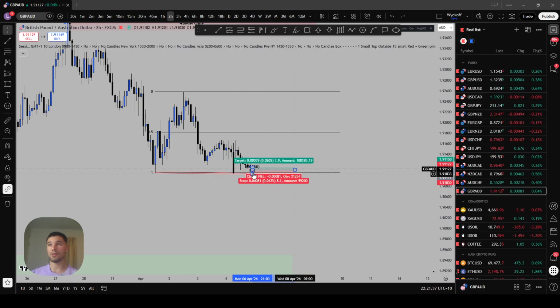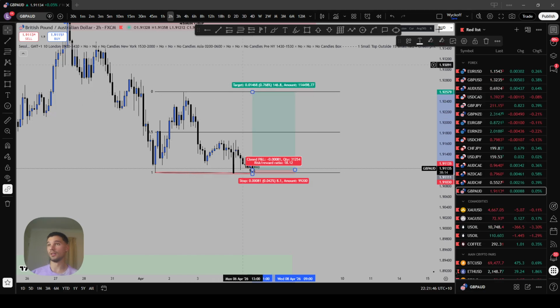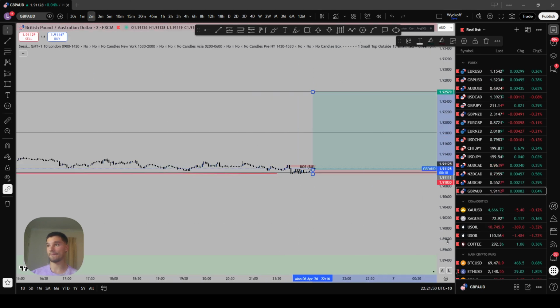So even just longing from here, you're going to get a nice six R reward, and then obviously if you go from here all the way to the top of the range, you're getting an 18 R reward play.